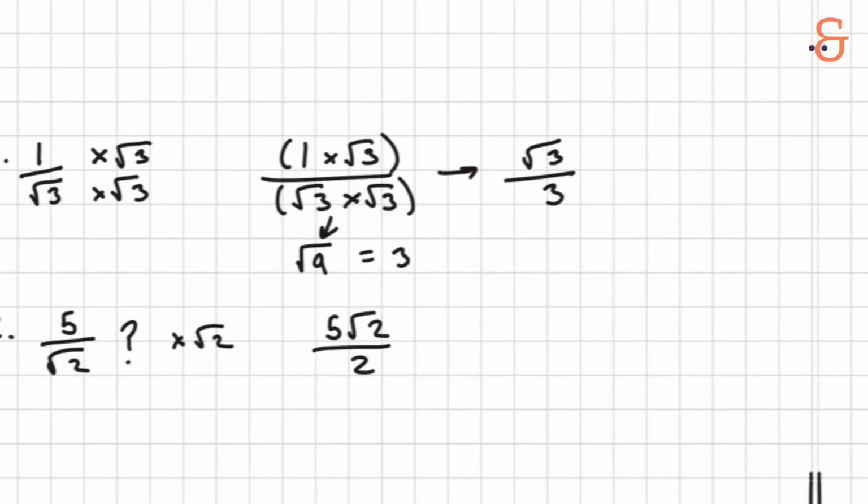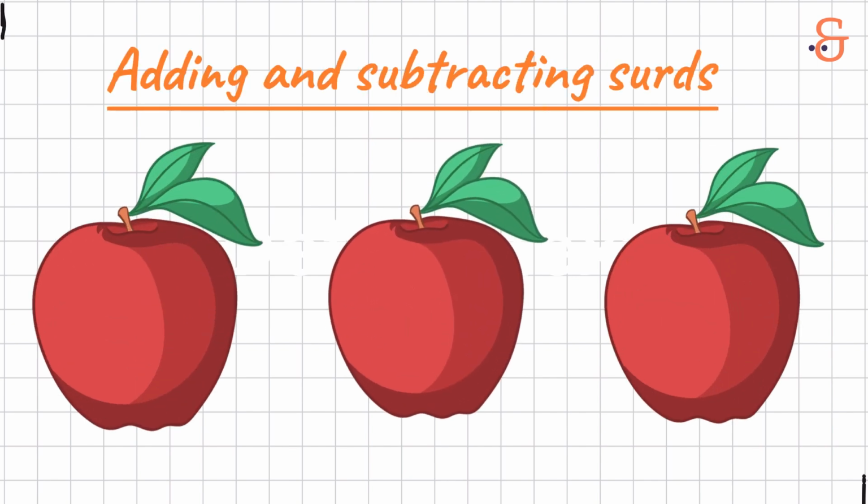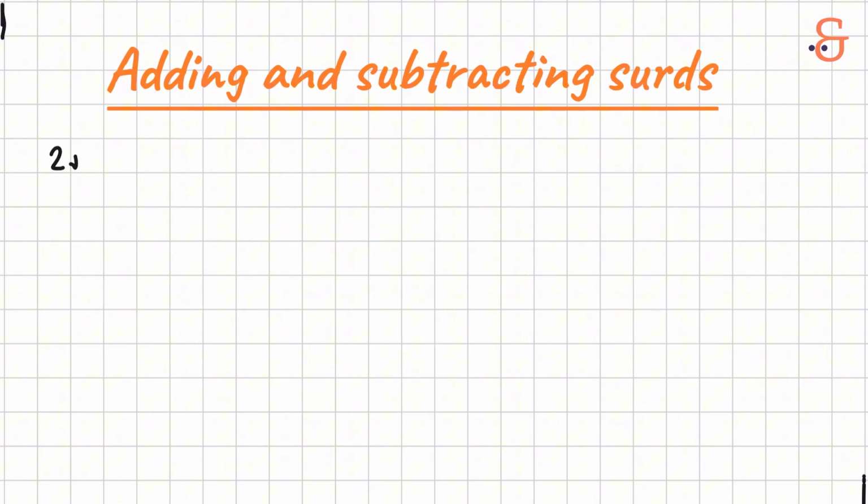Now onto the last trick. Alright, trick 3. Adding and subtracting surds. So this is usually where people panic, but think of it like collecting apples. Stick with me now. For the first example, let's try 2 root 3 plus 5 root 3. That simply gives us 7 root 3.